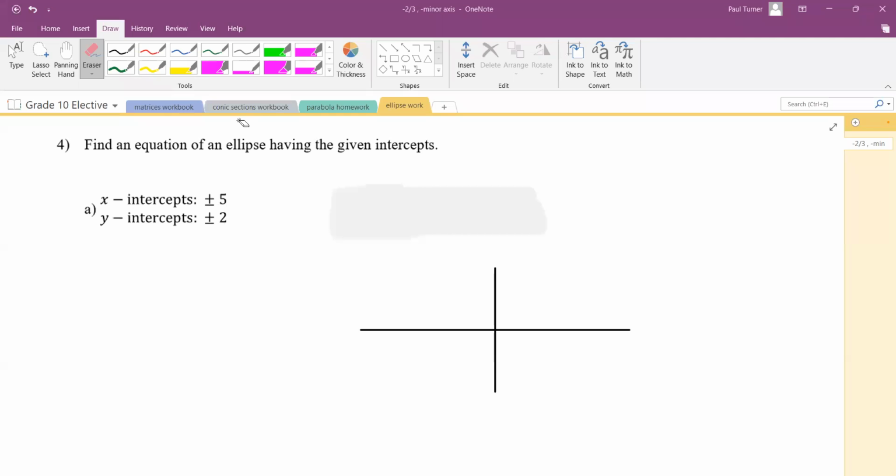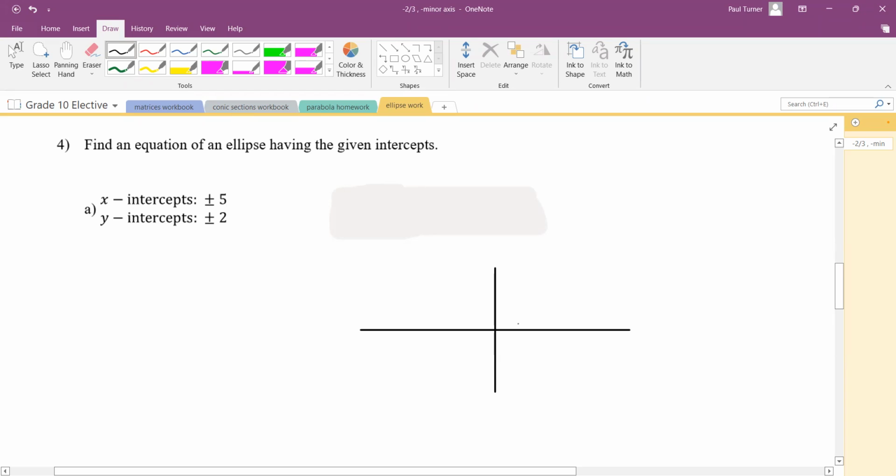Okay, so this is a question. We need to find the equation of the ellipse given some information. So the information that's been given are the x-intercepts, which are ±5, and the y-intercepts are ±2. So we can just start graphing it to get an idea of what the equation is.